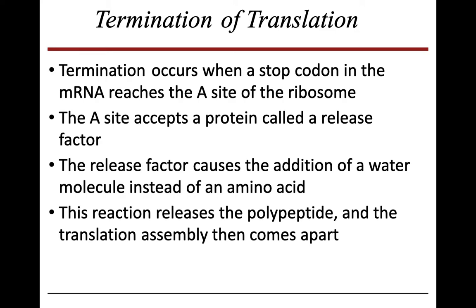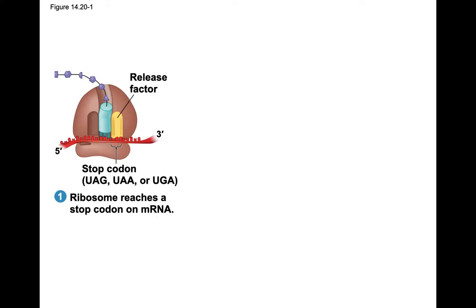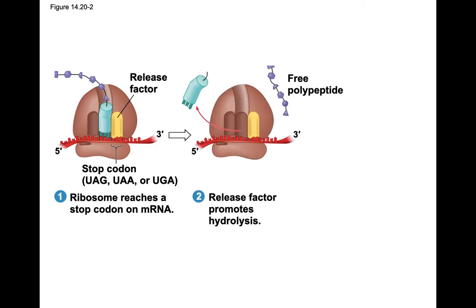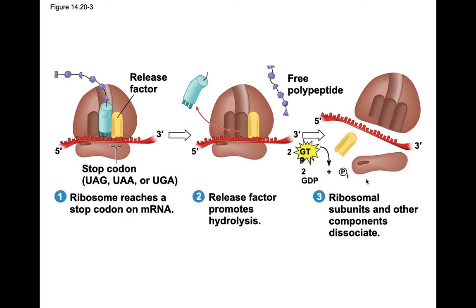Termination occurs when we reach a stop codon in the mRNA, and that is often going to first start at the A site, and then the A site accepts that, which will then cause a release factor to come, and that release factor causes the addition of a water molecule instead of an amino acid, and this water substitution releases the polypeptide from the ribosome, and the assembly comes apart. So we'll have a release factor come instead of a tRNA. This release factor will cause the tRNA to move to the E site. The polypeptide will be free, and then the ribosome disassembles using some more GTP.